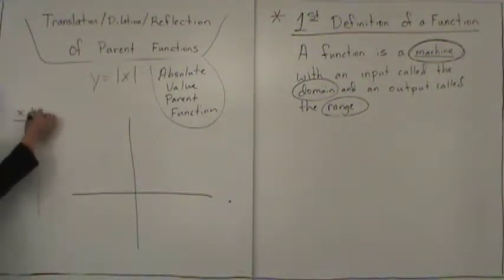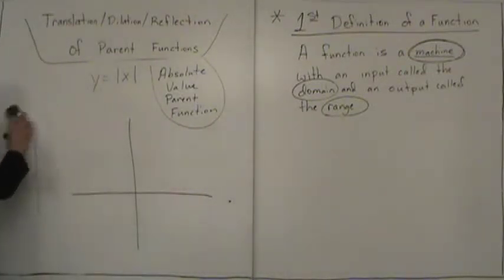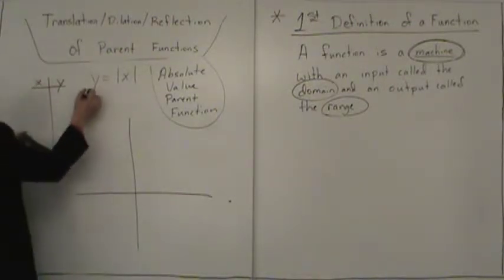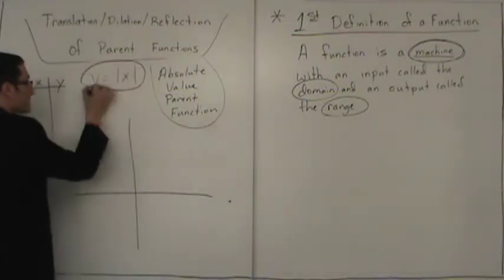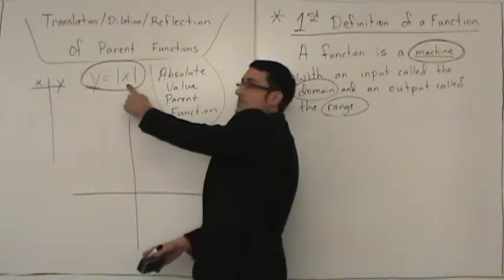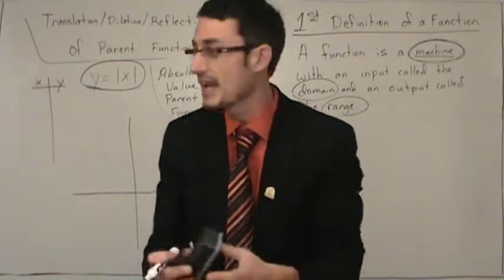x, y. No, that's not even good. How about here? x, y. So what is this? I'm circling it. This is the function, y equals absolute value of x, the equation of the function. What is this? This is a machine. It's a car.